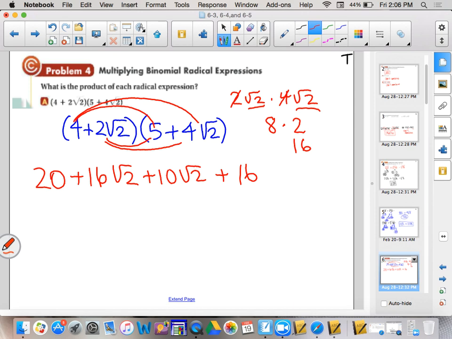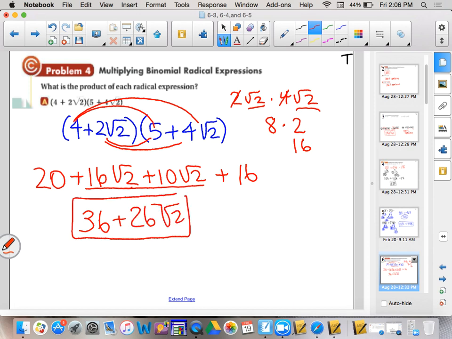So now I just need to combine all like terms. What can I combine? 20 and 16 gives me 36. And what is that plus that? 26 square roots of 2. Now they're always written in that form with the radical at the end. You wouldn't write it 26 square roots of 2 plus 36. You would write it 36 plus 26 square roots of 2.